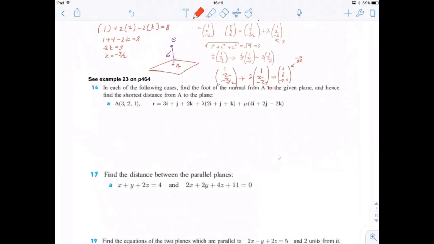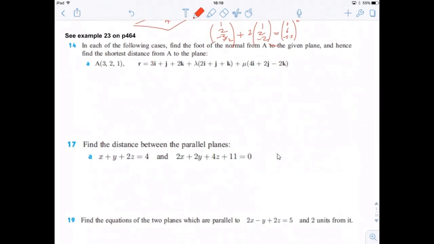Okay, 14. In each of the following cases, find the foot of the normal from A to the given plane, and hence find the shortest distance from A to the plane. So remember this form of an equation to define a plane. This is one point on the plane, (3, 1, 2). And then you use these two vectors, (2, 1, 1) and (4, 2, negative 2), multiplied times the scalars lambda and mu to construct a plane, okay?